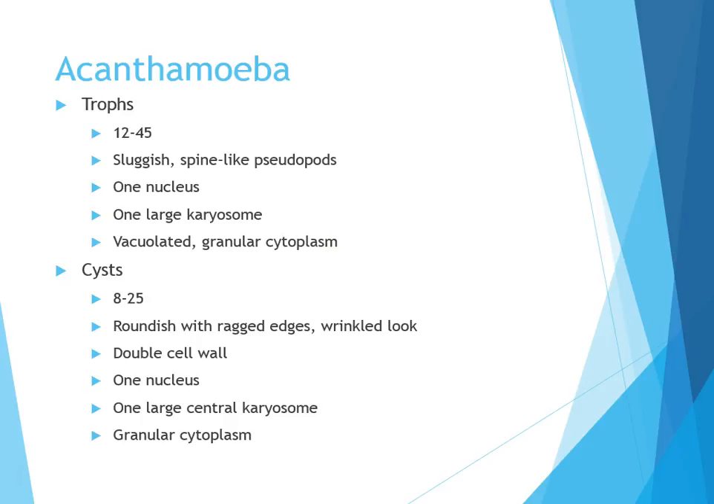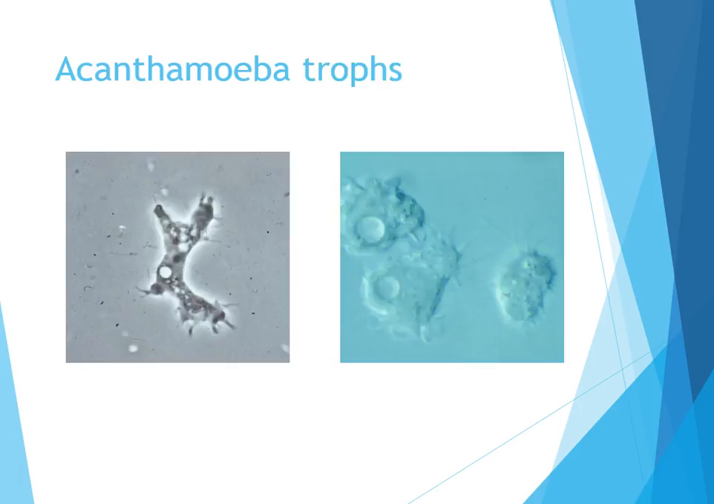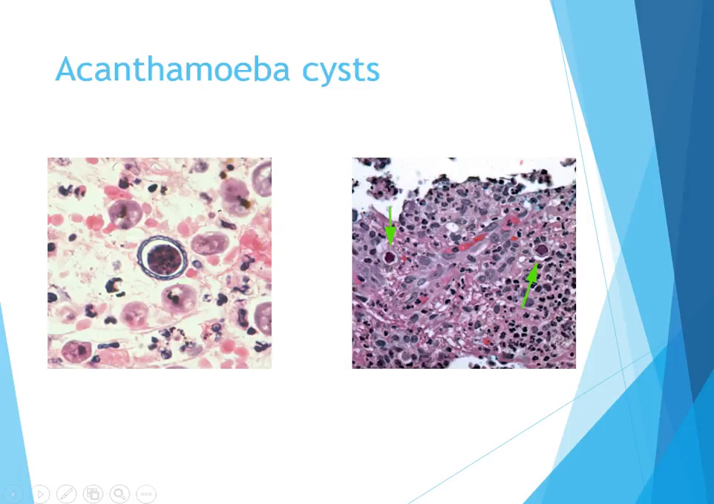The cysts have a double cell wall. They're round with ragged edges, and it has a wrinkled look. Let me show you these. This is the little wrinkled look. This is a Wright stain.